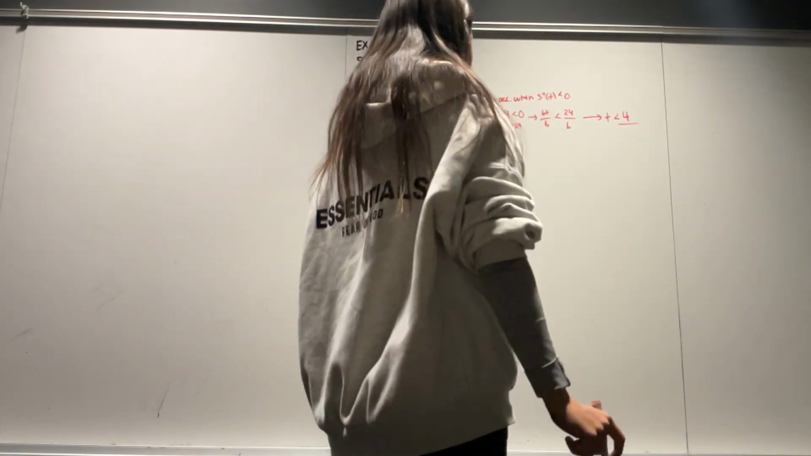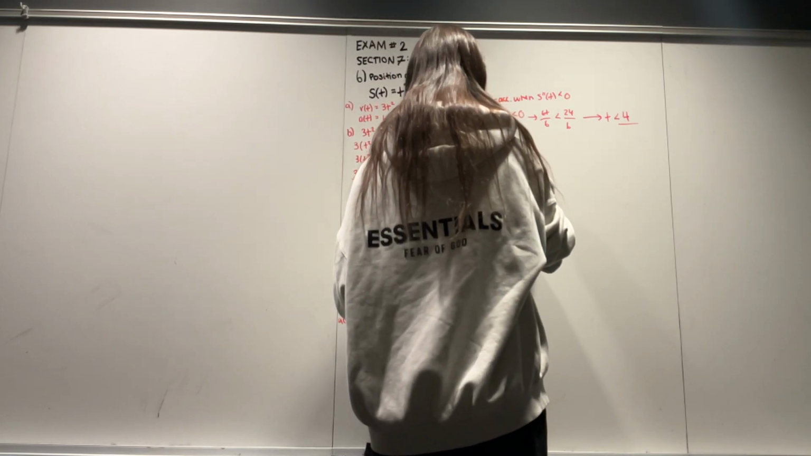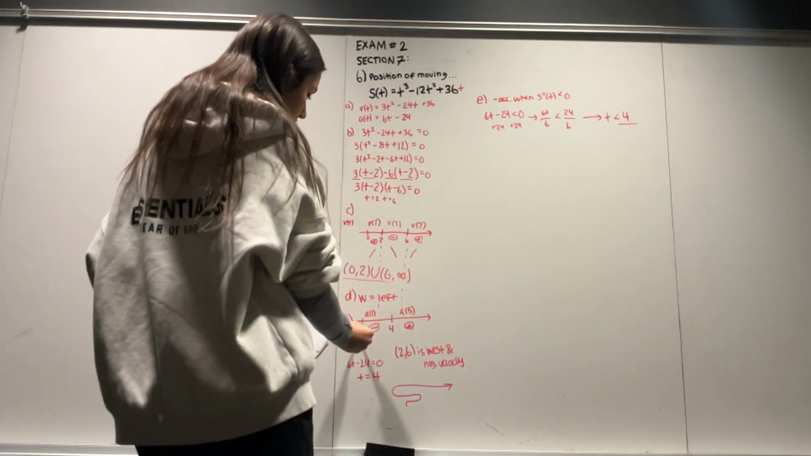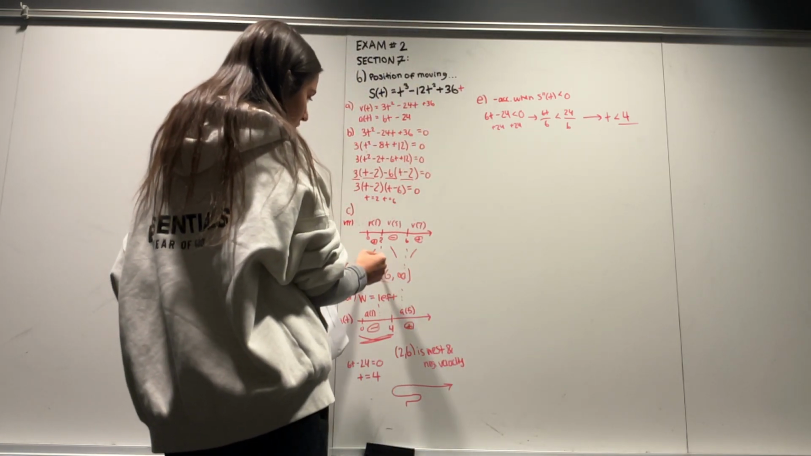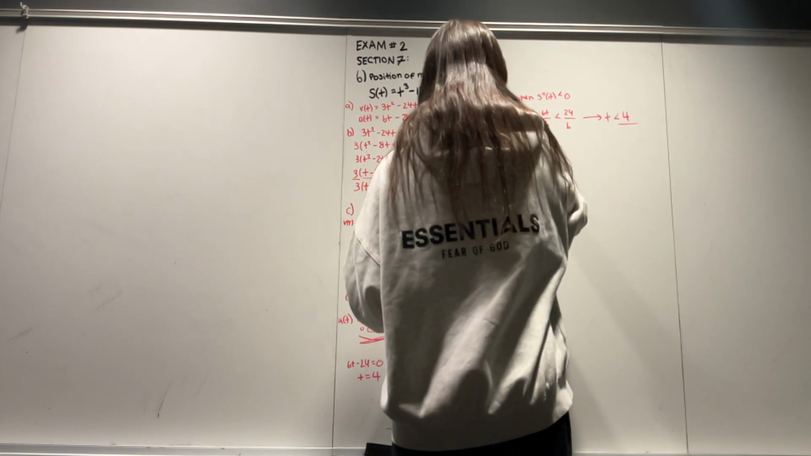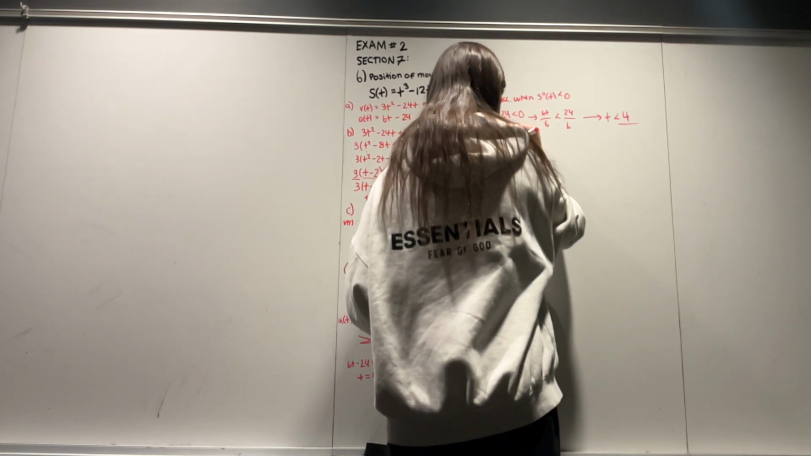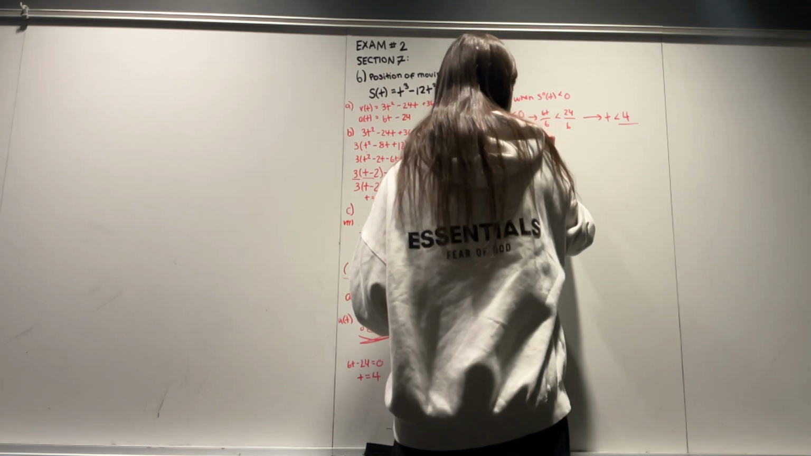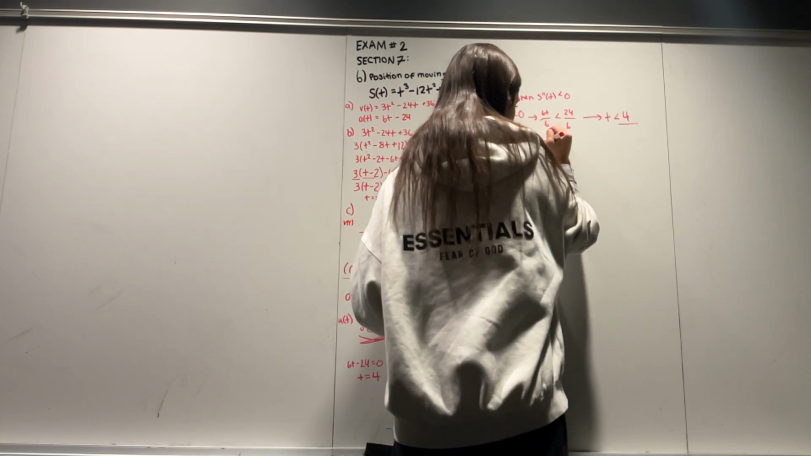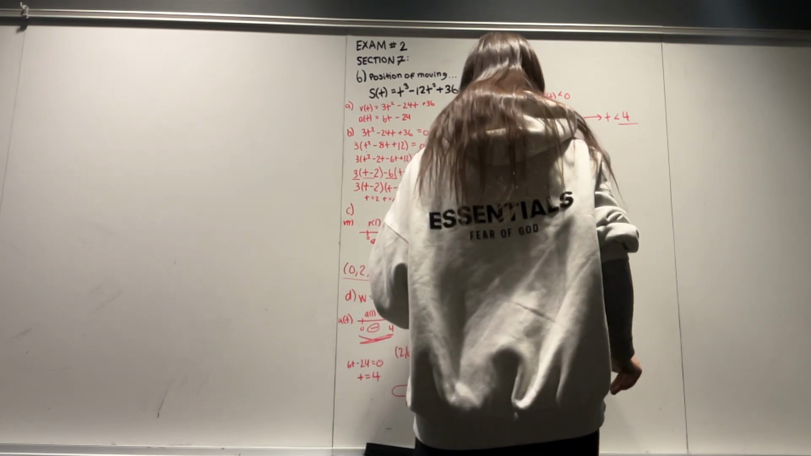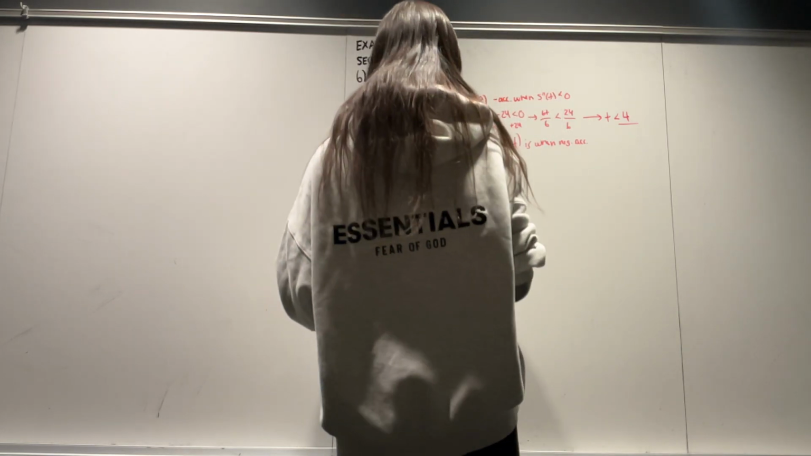So it's going to be negative acceleration on the interval from 0 to 4. So right here, because it also aligns up here. So it's going to be from 0 to 4 when the acceleration is negative. Okay, E, F.